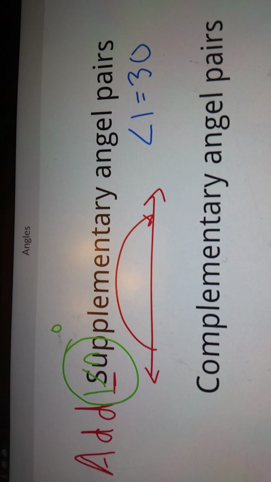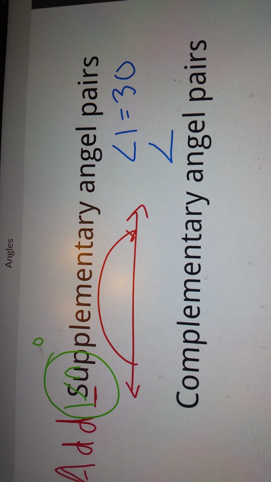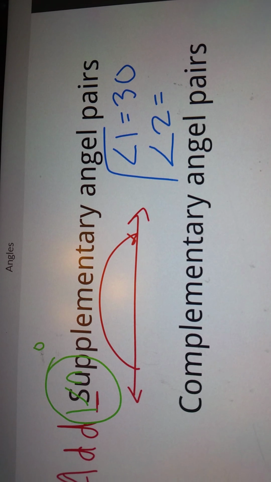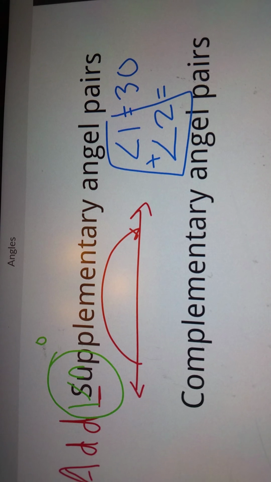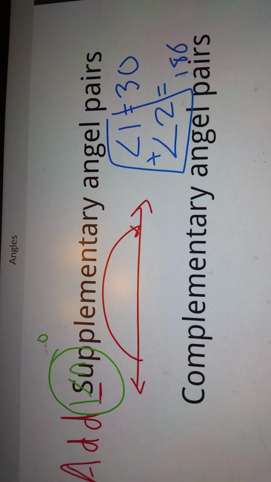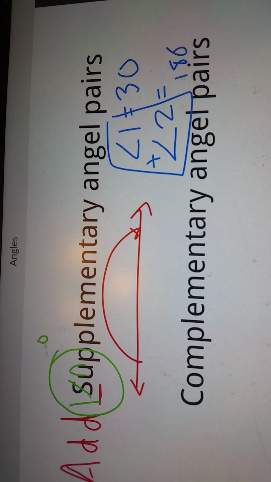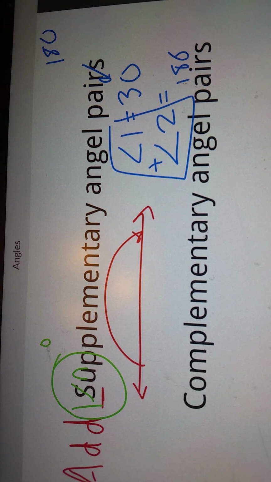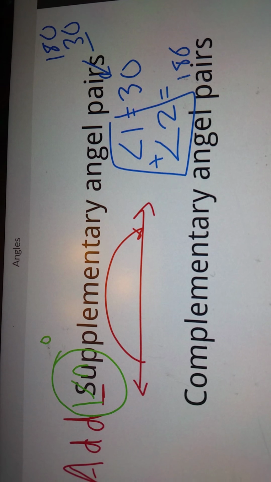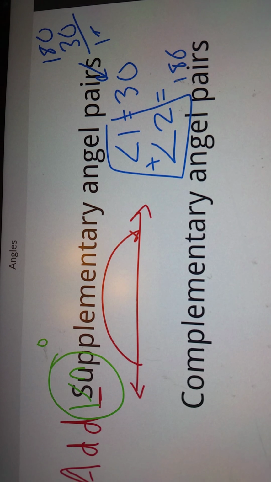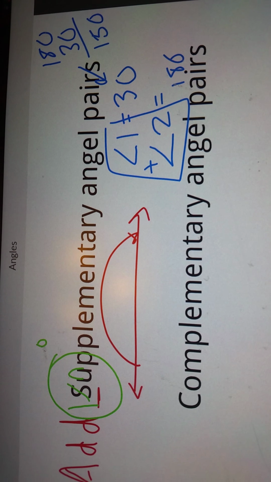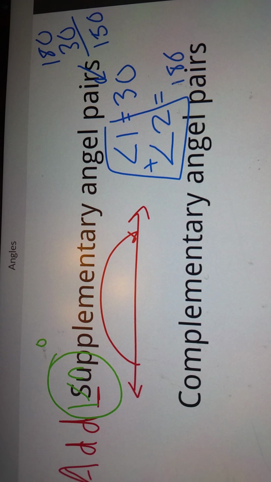So if angle 1 equals 30 degrees, and they want to know the measure of angle 2, angle 1 plus angle 2 has to equal 180. So we'll take that 180, they have to add to, and subtract the given angle, which is 30. 180 minus 30 is 150. Therefore, angle 2 must be 150 degrees.